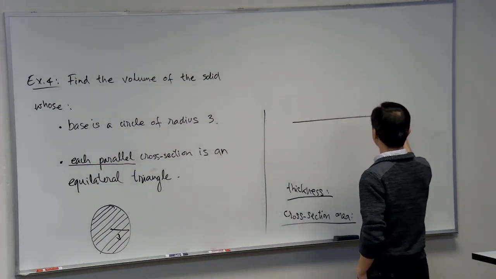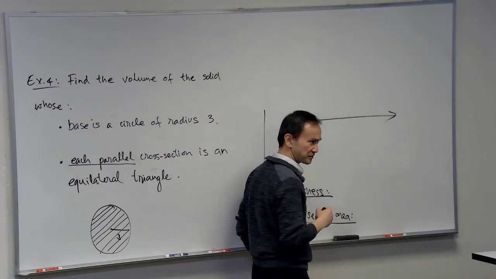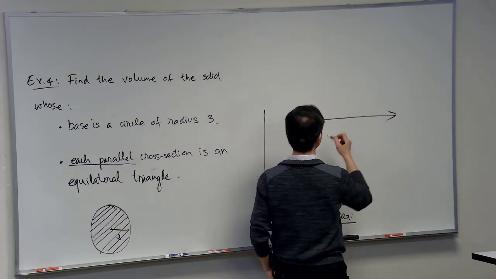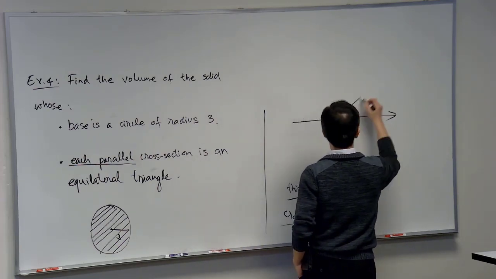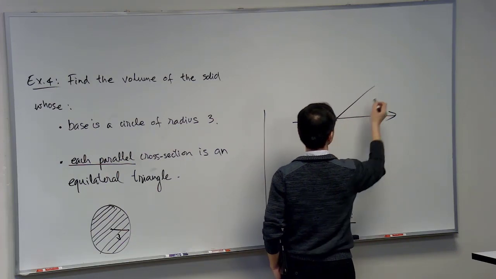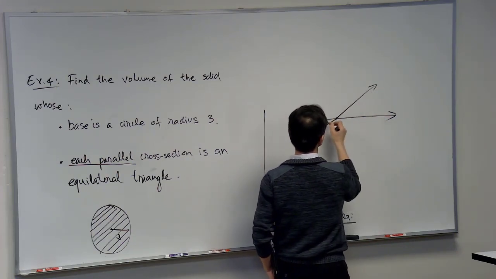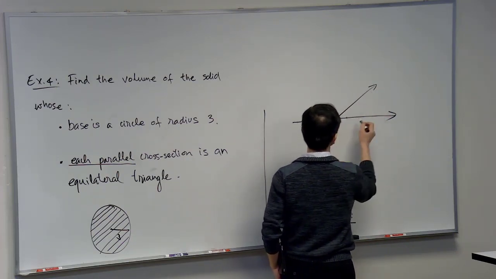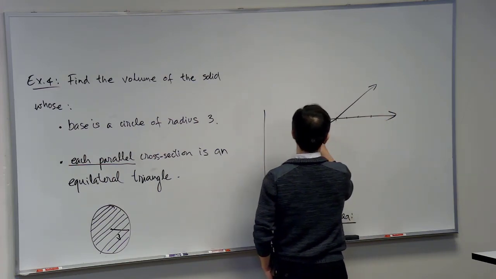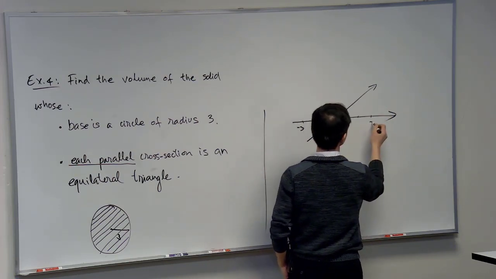Think about the x-axis. Think about the x-axis. We can purposely put that circle, center right at the origin. So that means it goes -3 here, 3 here.